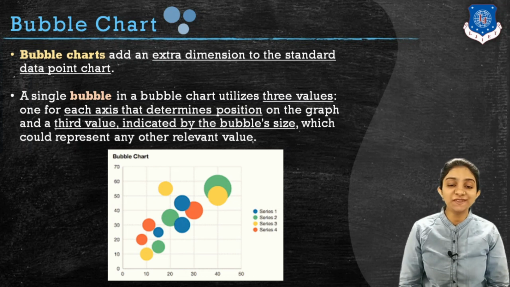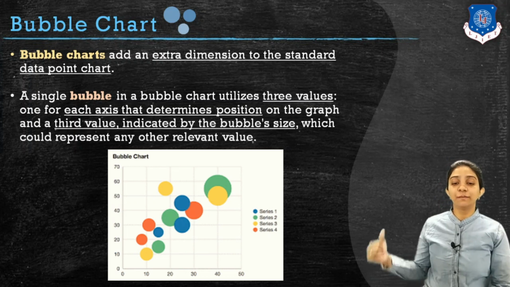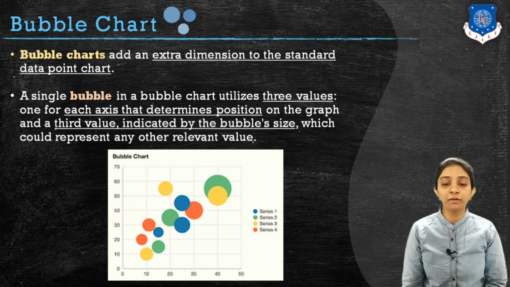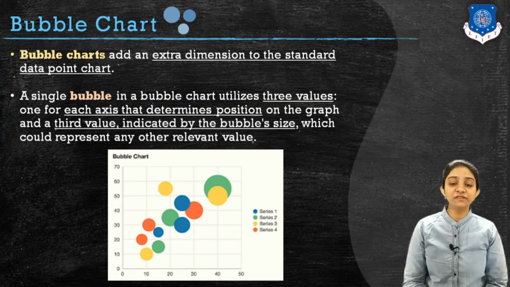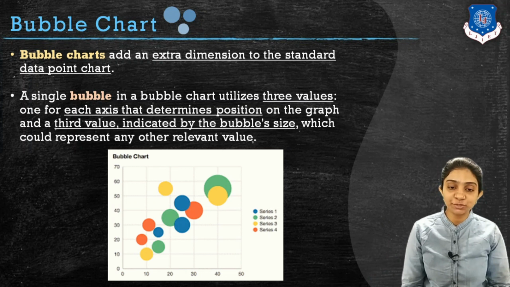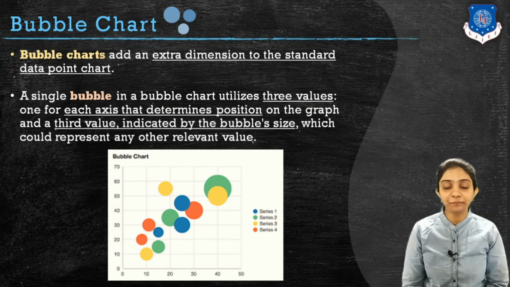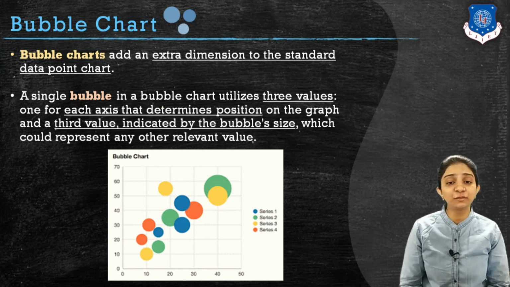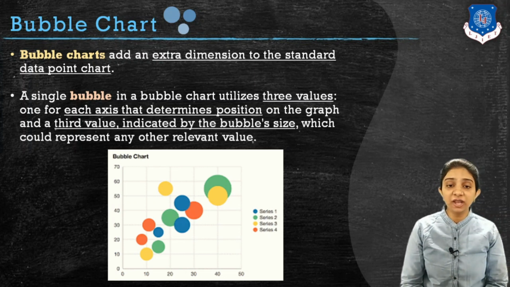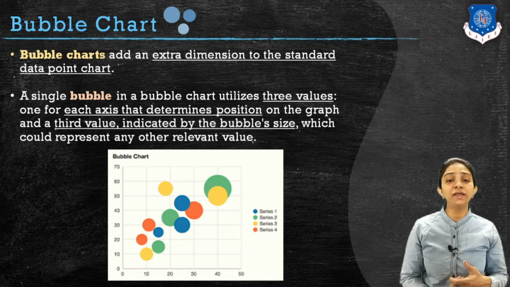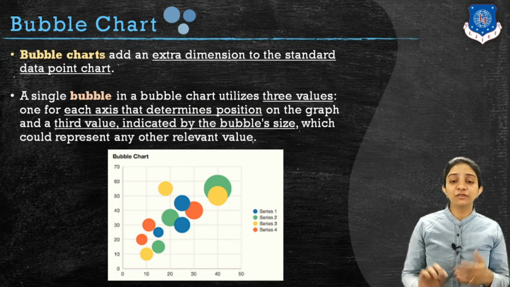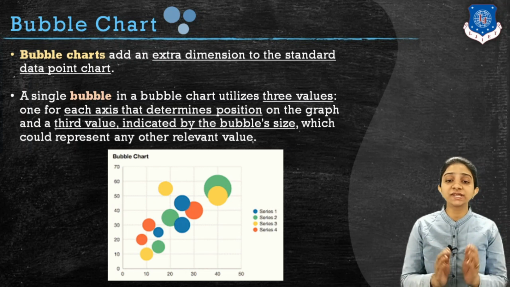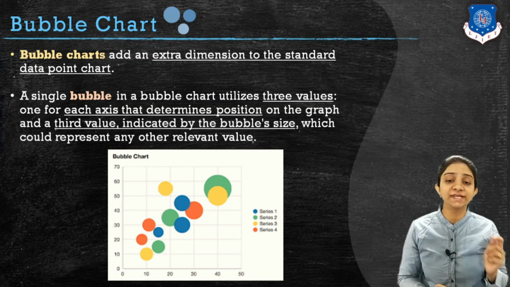Similarly, the smallest data point is the blue bubble of series 1, which is at the 15,25 location. There are three pieces of information associated with each bubble: its x coordinate, its y coordinate, and the size of the bubble. So all three dimensions collectively determine a single data point.